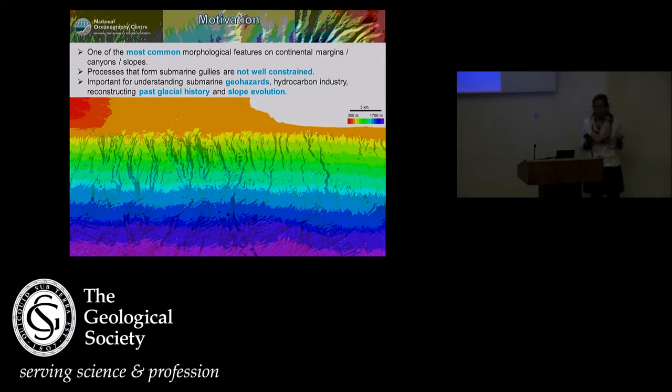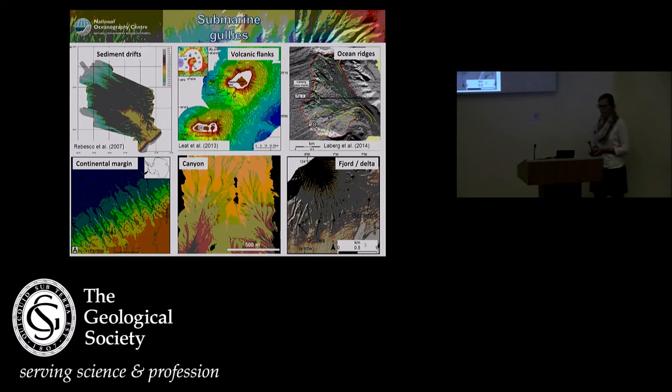It's important for us to try and understand the processes operating in these areas to help us predict and mitigate submarine geohazards, such as turbidity currents, which can break submarine cables, for example. They're also important for helping us to reconstruct past glacial history and for understanding how the continental margins have evolved.